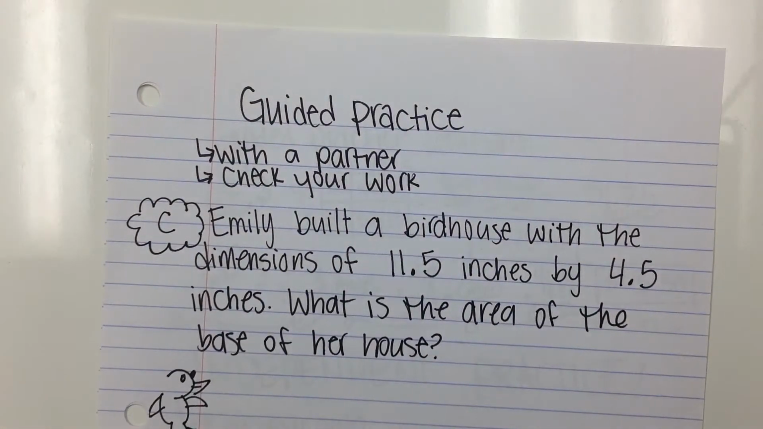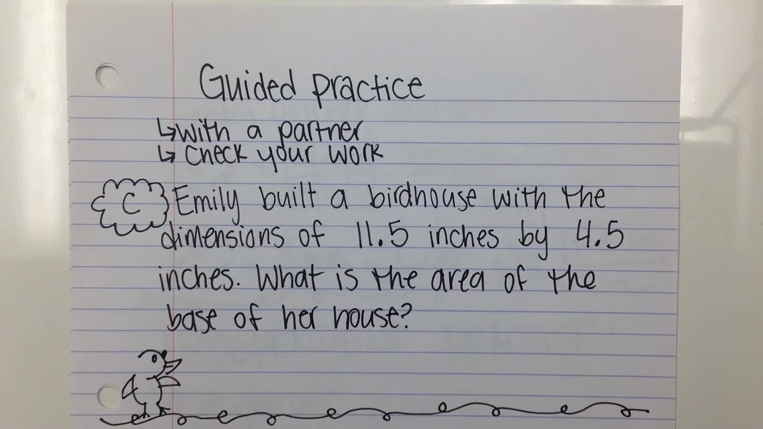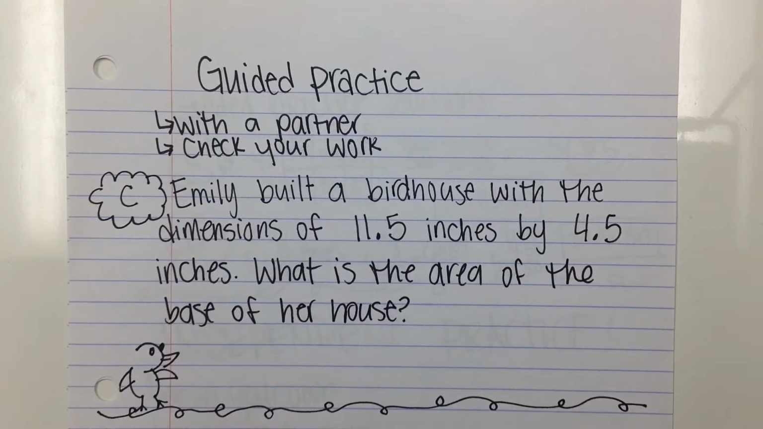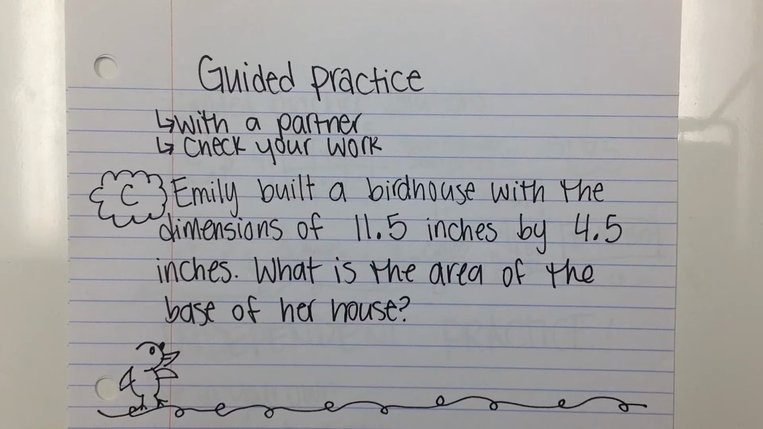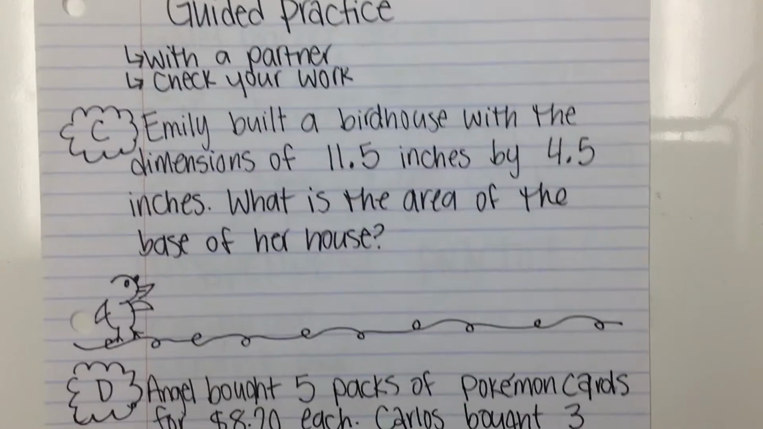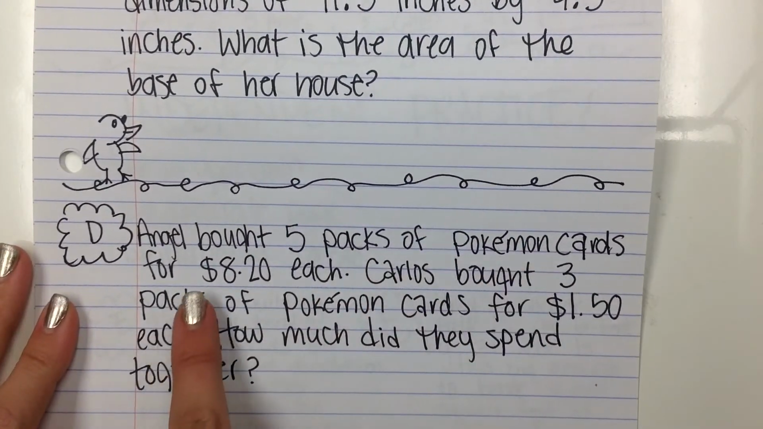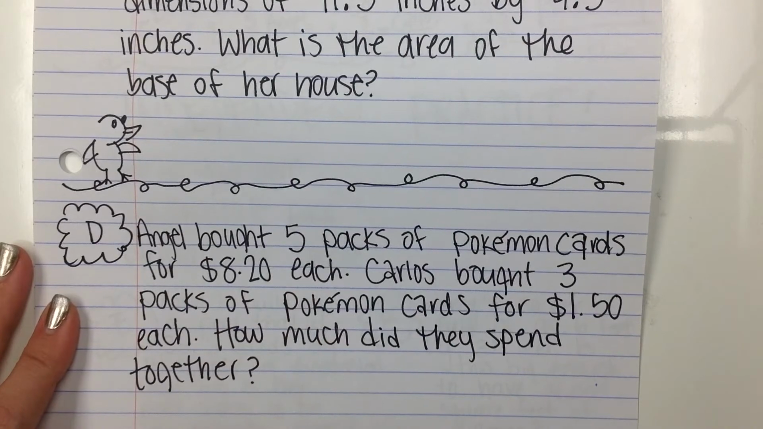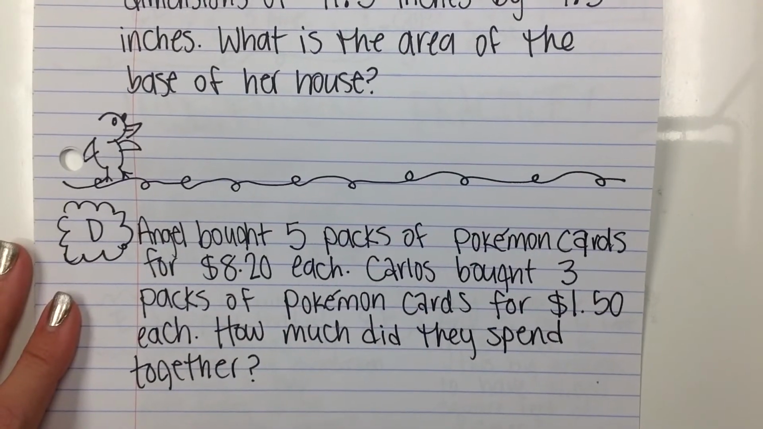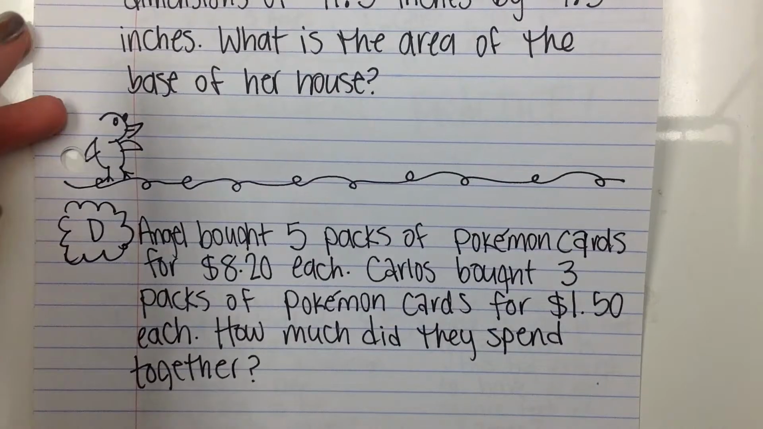Okay. For your guided practice, work with a partner and make sure that you're checking your work. There are 2 problems, C and D. Emily built a birdhouse with the dimensions of 11 and 5/10 inches by 4 and 5/10 inches. What is the area of the base of her house? And for D, Angel bought 5 packs of Pokemon cards for $8.20 each. Carlos bought 3 packs of Pokemon cards for $1.50 each. How much did they spend together?